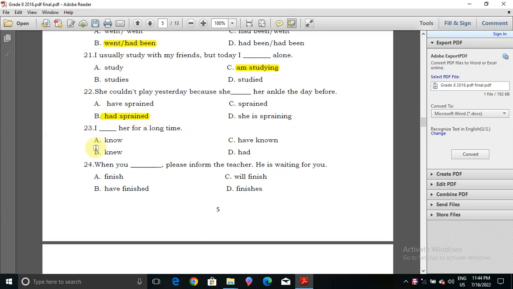Now question number 23: "I dashed her for a long time." I know her for a long time, or knew her, or have known her, or had known her? The correct answer will be "I have known her for a long time."